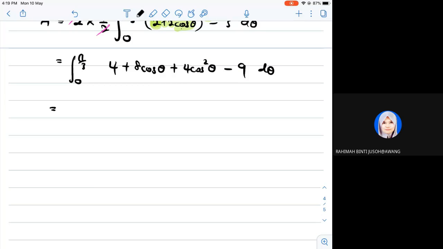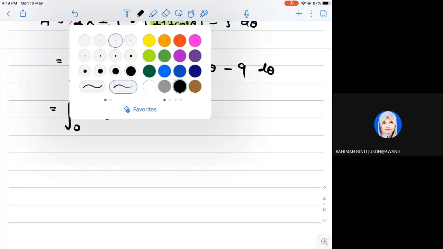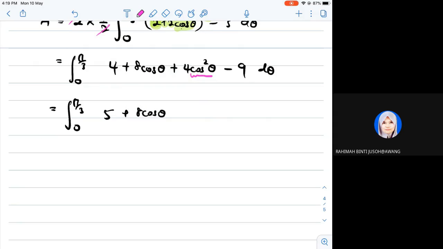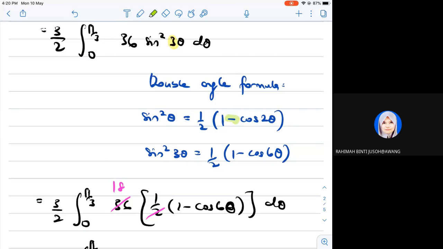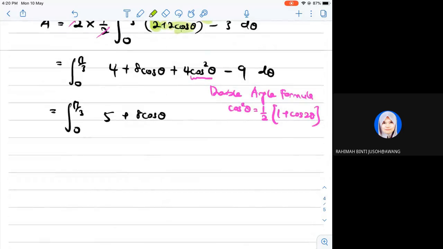So now we can solve this. We subtract first inside it. 4 minus 9 is negative 5. So 0 until pi over 3, negative 5 plus 8 cos theta. Again guys, here you have cos squared. Okay, we cannot integrate cos squared directly, so you have to use the double angle formula for cos squared. Earlier it was sin squared, but now it is cos squared. The difference is that for cos it becomes plus: 1 plus cos 2 theta. If it was sin squared earlier, it was minus. But for cos squared it becomes plus.